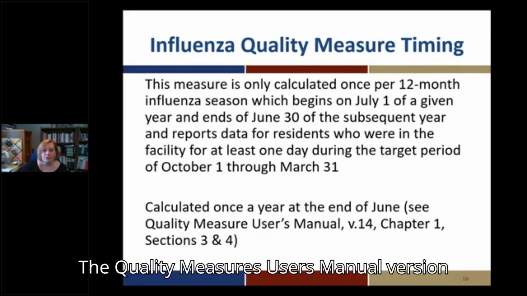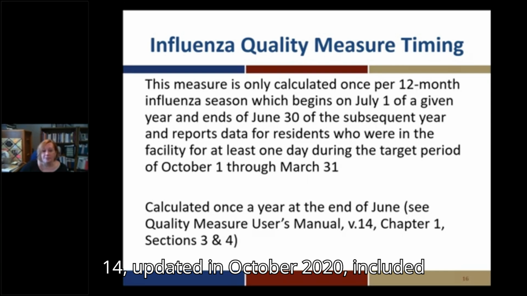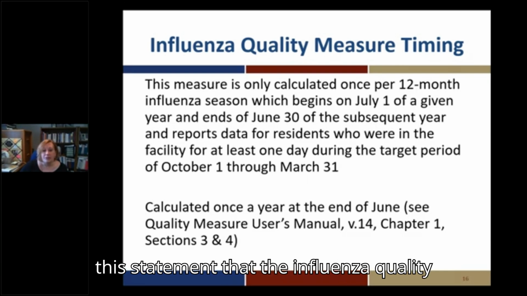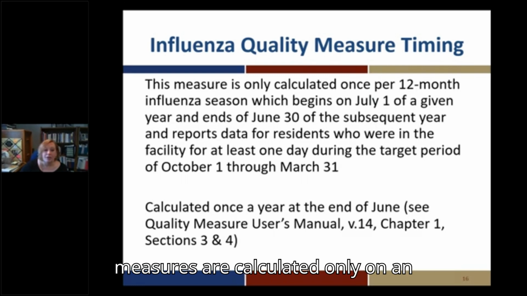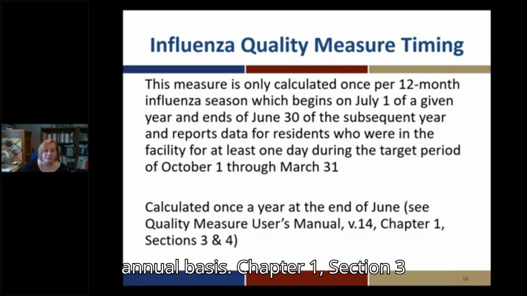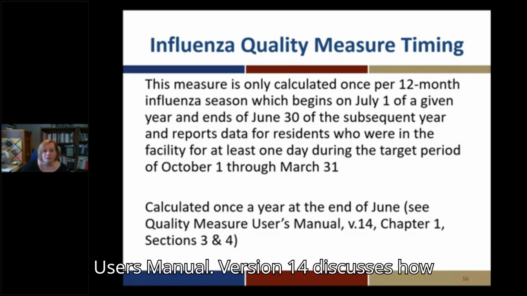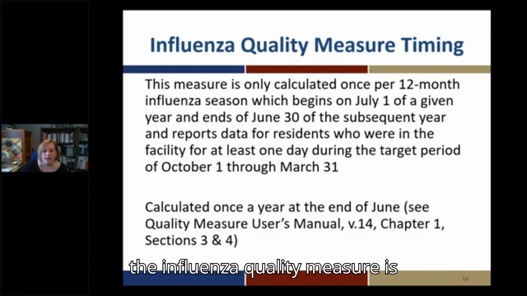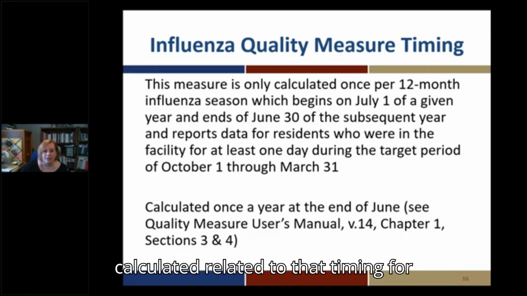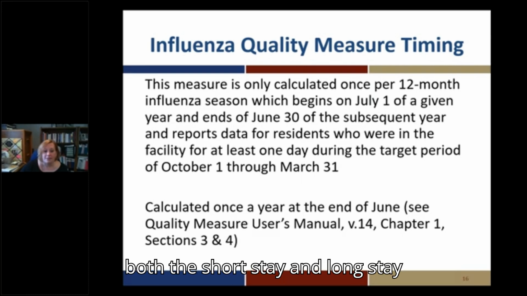The Quality Measures User's Manual version 14, updated in October 2020, included this statement that the influenza quality measures are calculated only on an annual basis. Chapter 1, Section 3 and 4 of the Quality Measures User's Manual, version 14, discusses how the influenza quality measure is calculated, related to that timing.